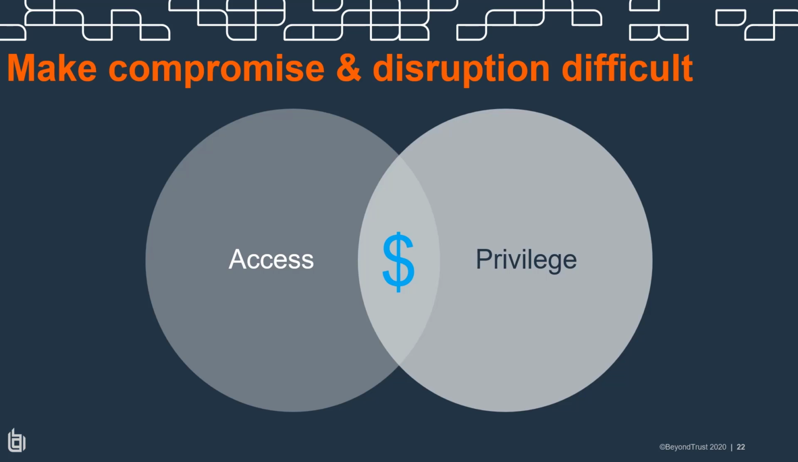You need to make sure that you have done due diligence on your third parties so that we understand and have visibility over access and privilege and know what is normal access and privilege within an organization.